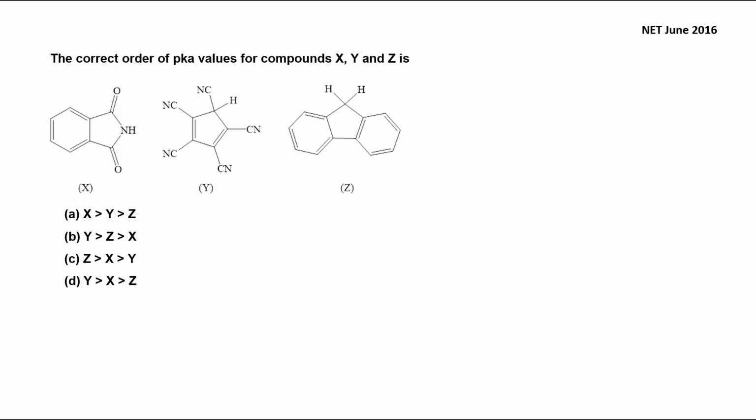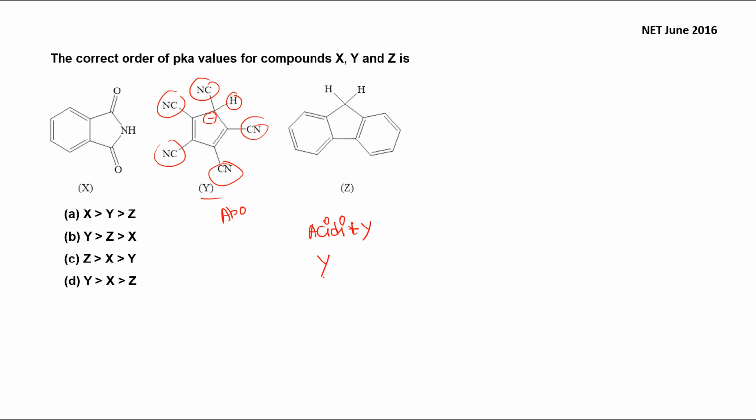Again, correct order of pKa values for compounds X, Y, Z. Now obviously I will consider the middle one first, because see here, if you remove this hydrogen, there will be negative charge. So because of this negative charge, now the species is aromatic, and not just aromatic, because of this CN group, this is highly stable because of the electron withdrawing group. So it is aromatic, it is getting some electron withdrawing effect. So because of all these reasons, this negative charge is very stable. That means Y should be maximum acidic. So if I am considering the acidity order, then Y should be maximum acidic.